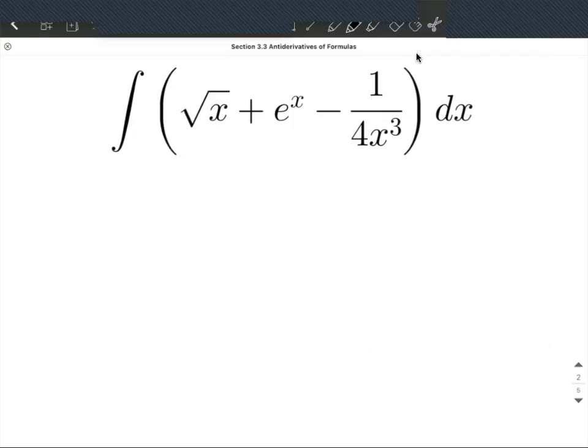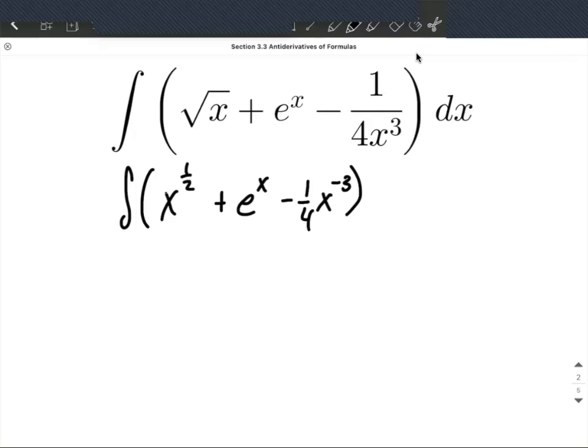Okay, kind of a difficult looking antiderivative we want to take. So to get going on this, what I'm going to do is go ahead and rewrite this, and it'll make it a little bit easier. So the square root of x, we can replace that with a rational exponent and rewrite it as raised to the 1/2 power. The e to the x we're going to leave as is, minus 1/4, and I'm going to move that x to the third up into the numerator by making it a negative exponent. Getting down all of these exponent rules.